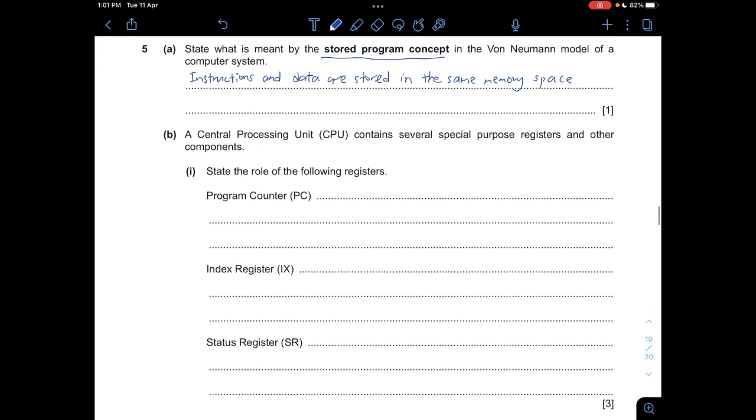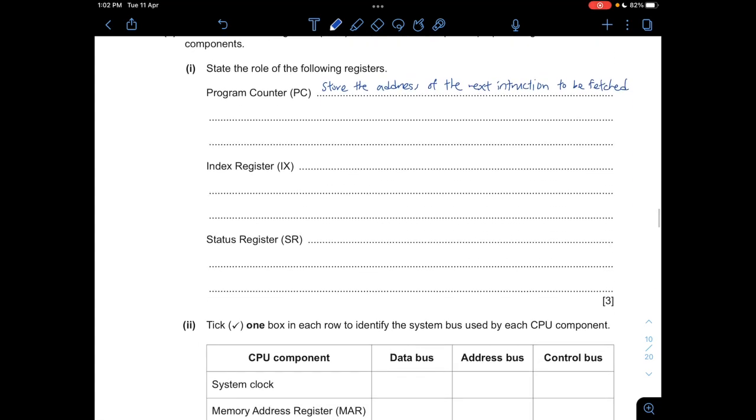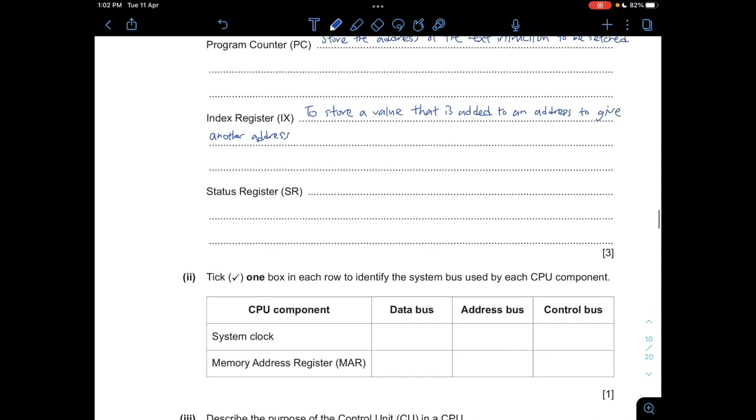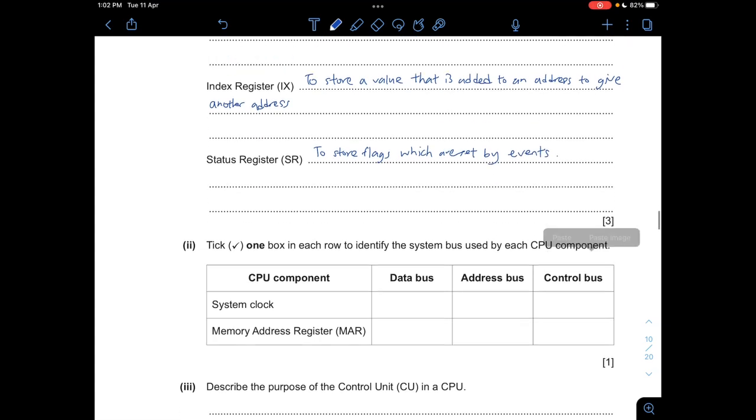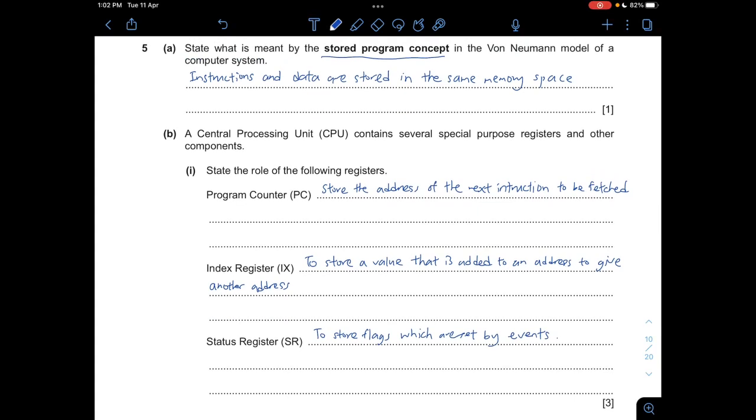Okay. So state the role of the following registers. The program counter will be used to store the address of the next instruction. Either next instruction to be fetched or to be executed. In this case, I'll put to be fetched. The next register is to store a value that is added to an address to give another address. And then your status register is to store flags which are set by events. Okay, so these are the three purposes of these special purpose registers.